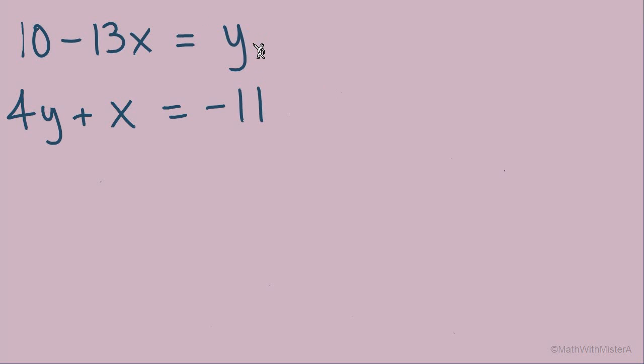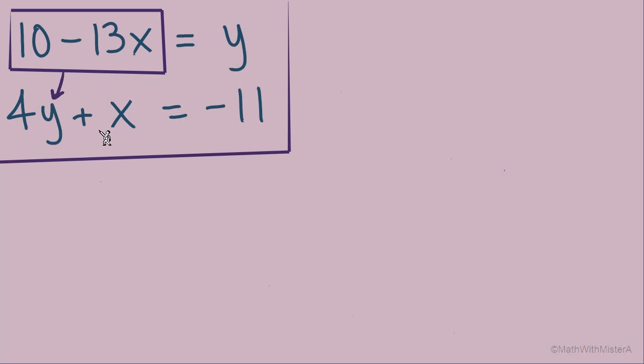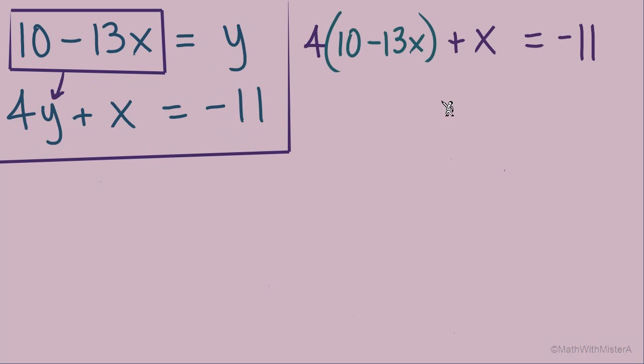And thinking about how we will substitute, we will take this expression, 10 minus 13x, and we will be substituting it where? In place of y, right there. So let's recopy this equation that we're plugging into. 4 times y is now 4 times this expression, 10 minus 13x. And the equation continues with plus x equals negative 11. Now, solving this equation, we need to do the distribute first. 4 times 10 and 4 times negative 13x takes us to 40 minus 52x, and then plus x equals negative 11.